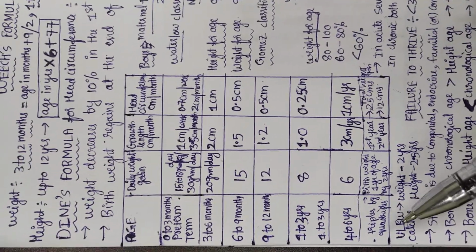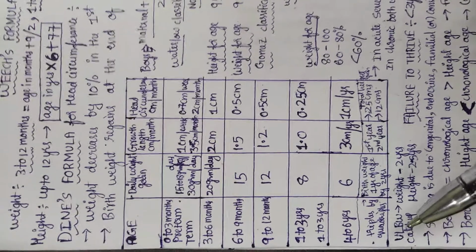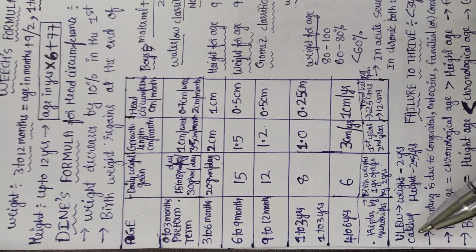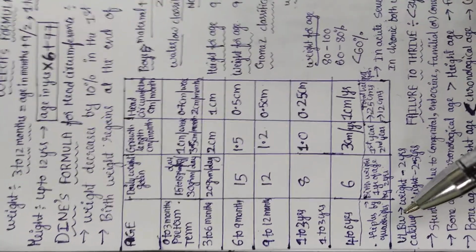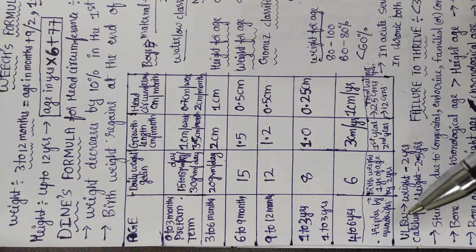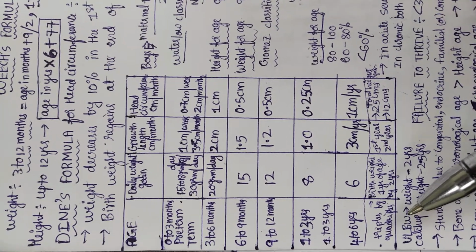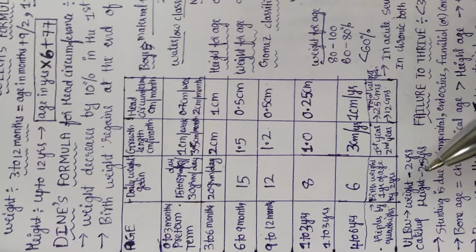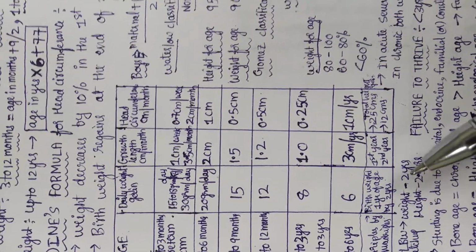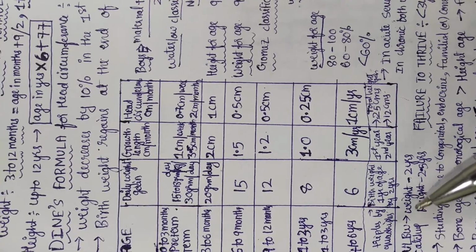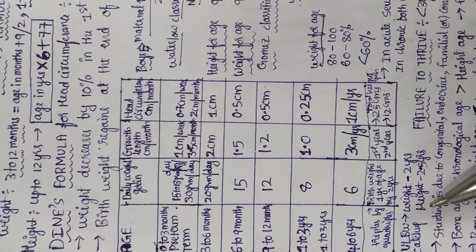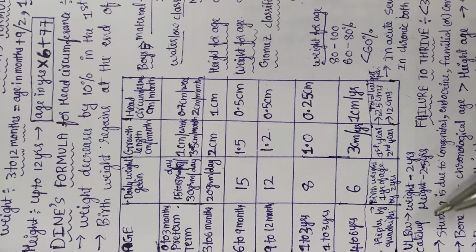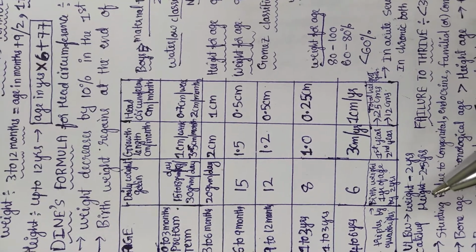Now we will come to VLBW, very low birth weight, and preterm catch up, which means when the low birth weight infant will become like a normal child. By 2 years, the low birth weight infant's weight will equal that of a normal child. By 2.5 years, the low birth weight infant's height will be equal to that of a normal child.